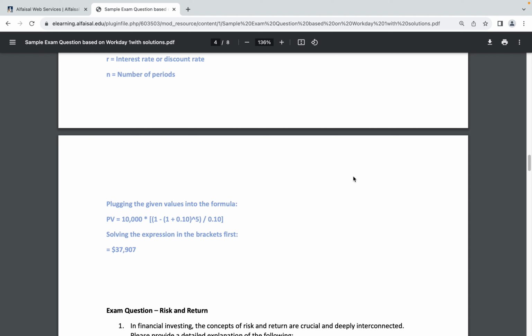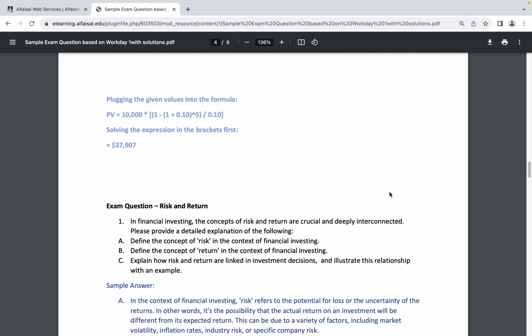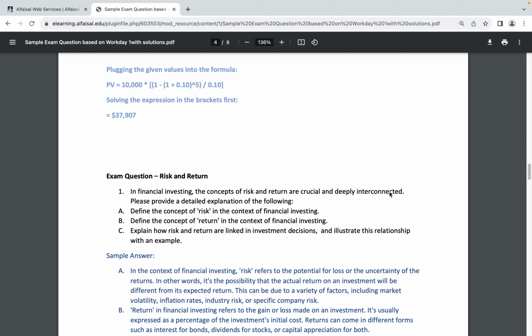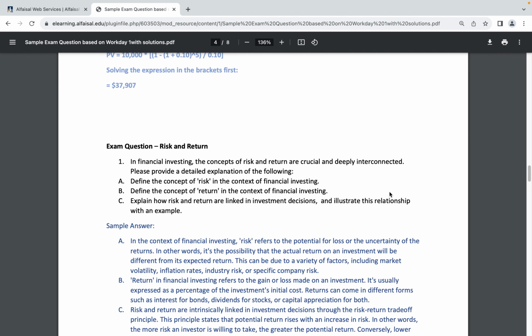Okay. So the second topic that we're going to look at is the one relating to risk and return. So here we have some sample exam questions on this. In financial investing, the concepts of risk and return are crucially and deeply interconnected. Please provide a detailed explanation of the following. Define the concept of risk. Define the concept of return. Talk about how they are linked in investment decisions, and you can illustrate your relationship with an example.